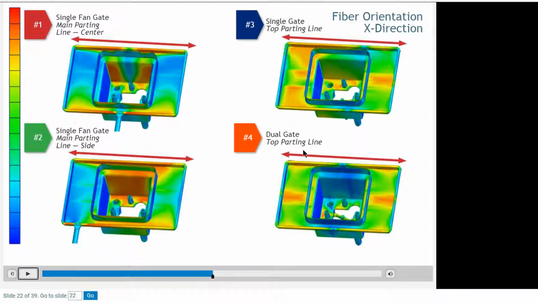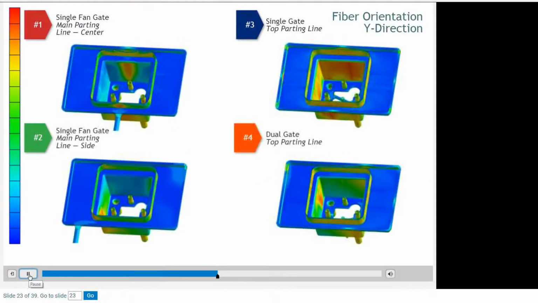So we can look at these graphs and these colors in the fiber orientation plots and tell which one really looks most uniform. That's what we are looking for when we look at these fiber orientation plots. Of the four examples, the top dual gate shows the most uniform X direction fiber orientation behavior. Moving on to the Y direction, or the height of the part, the dual gate example shows the most uniform alignment of our four examples.